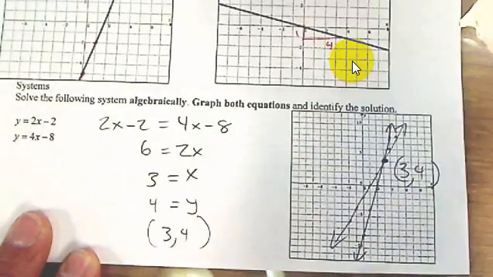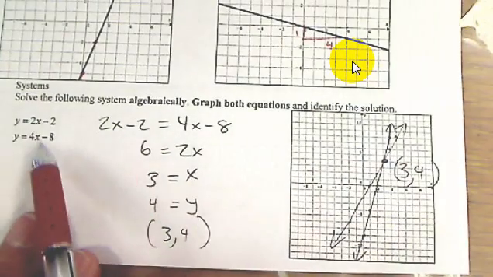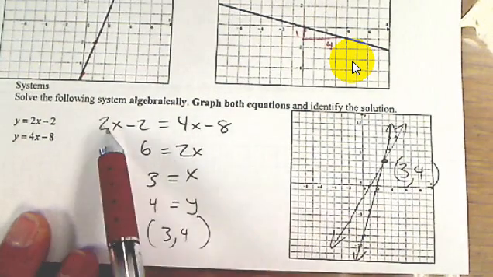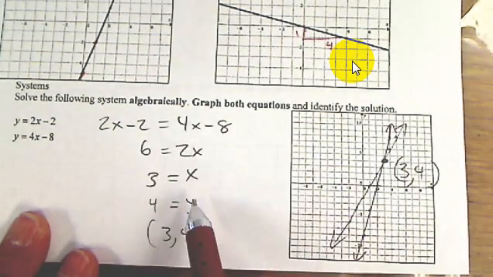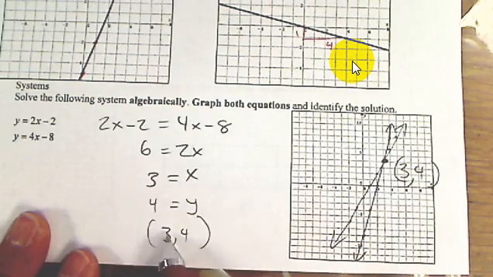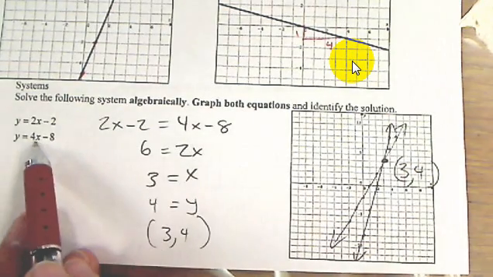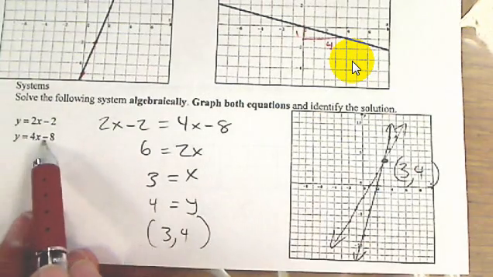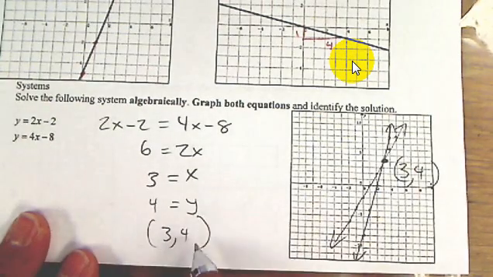And the last one, similar to the first one we did, put them equal to each other because I'm finding out where they're both the same. Solve it, subtract, add that over. You get x equals 3, plug it back into one of them. 3 times 4 is 12 minus 8 is 4.